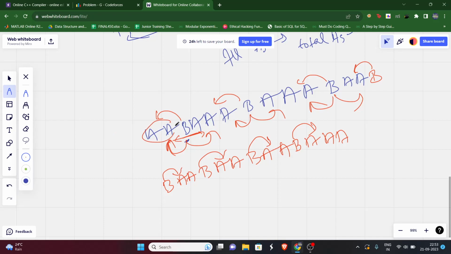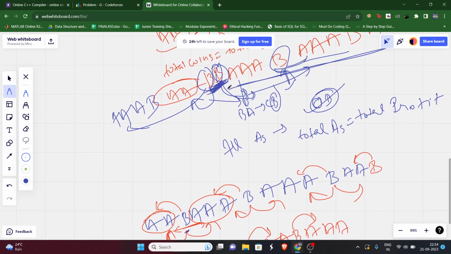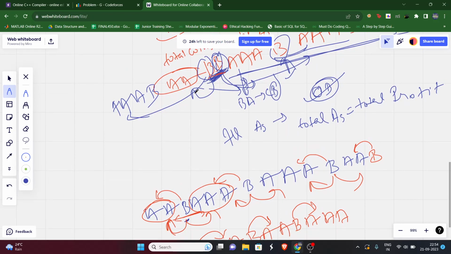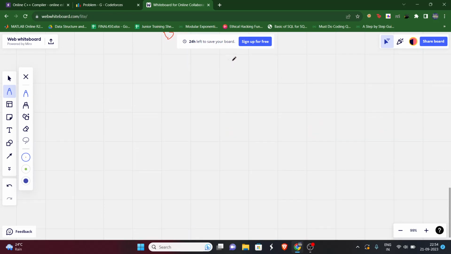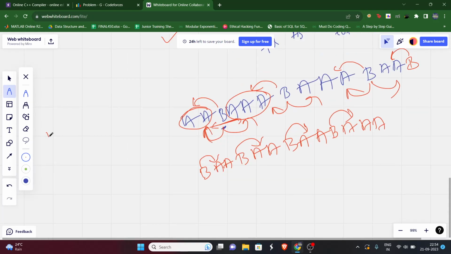if the number of groups of A's... So let's break down the solution first. What we already deduced is, if there are two consecutive B's, then we can always achieve our maximum possible answer, that is the total number of A's. So I'll write it out as the first thing: if two consecutive B's, then the answer will be the total A's.